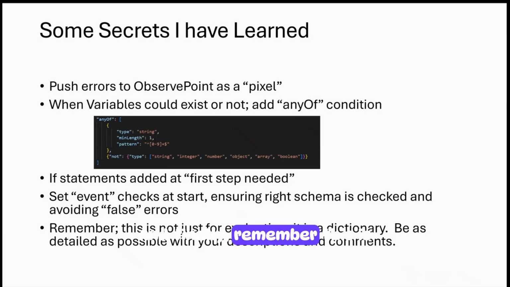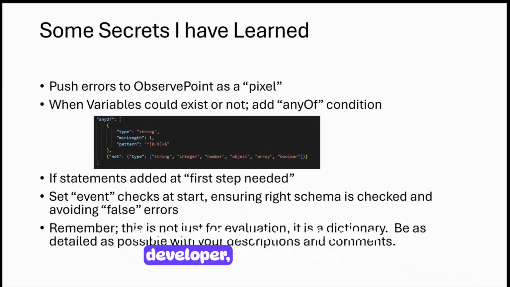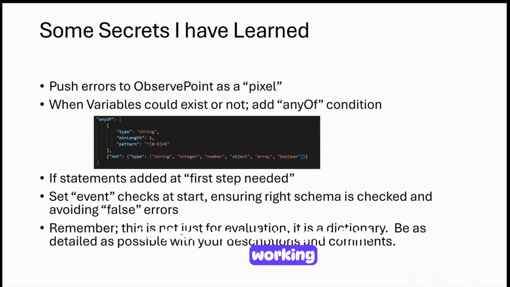And finally, remember, this is not just for evaluation. It is a dictionary. Be as detailed as possible with your descriptions and comments. Work with your developers to ensure that you are even detailing where the source of this information is coming from. The next time you work with a developer, it's not going to be that same developer that you've been working with right now. There's a lot more of them than there are of us. So make that dictionary as detailed as possible so any future developers can work on this without any issues.